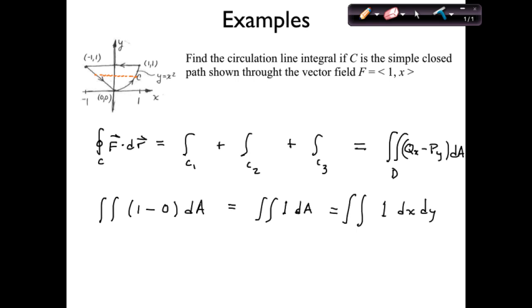So x is going to go from what to what? Negative y to root y, right? Because if y equals x squared, then x equals root y. So we're going to go from negative y to root y, and then from 0 to 1. We got it.